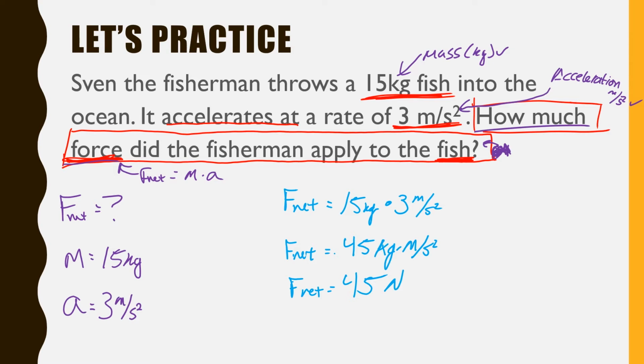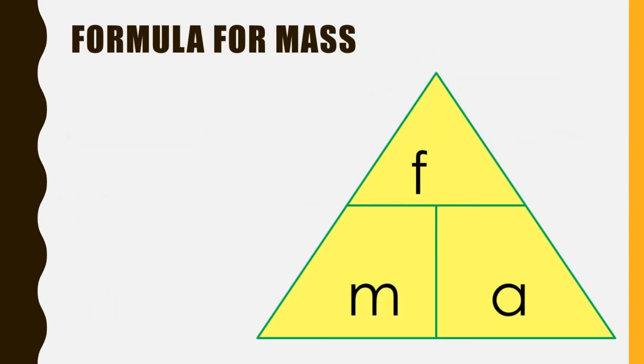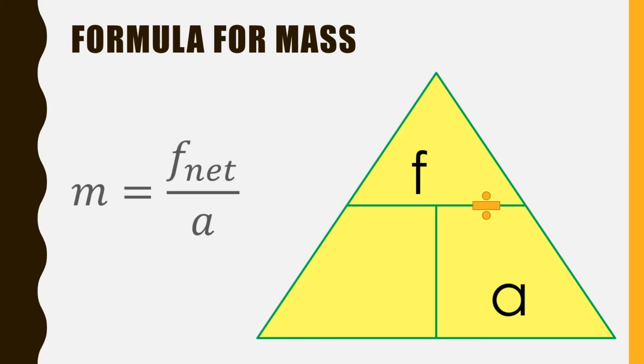For every one of these problems, your units are kilograms times meters per second squared, but you convert them to newtons. If a question asks us to find mass, remember how to use the triangle. You simply cover up mass and it'll give you your formula: force net divided by acceleration.